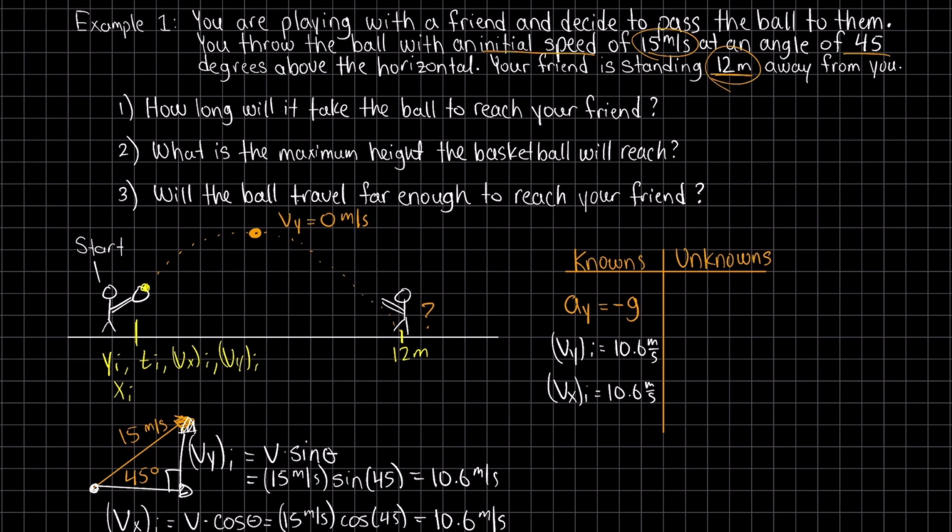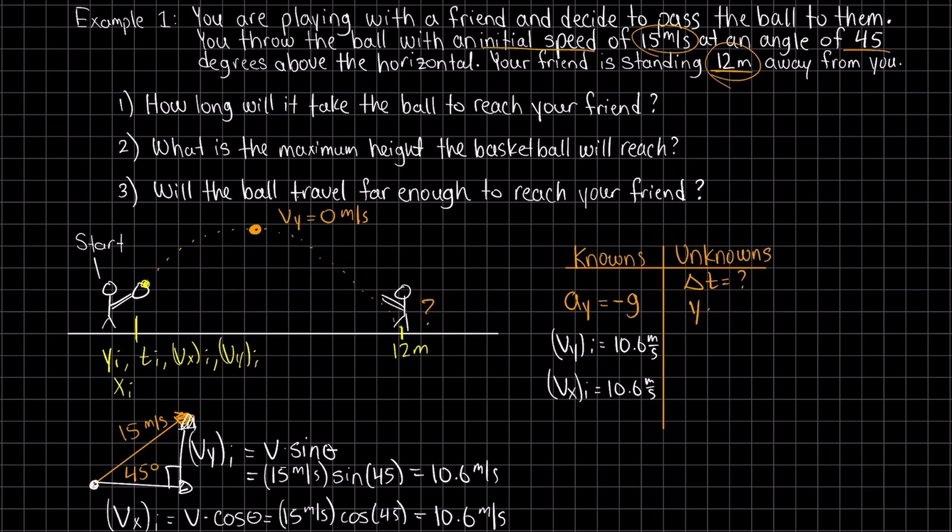Looking at our questions, how long will it take the ball to reach your friend? This is a question of time. So I'm looking for the time. What is the maximum height the basketball will reach? I'm looking for my final vertical position. Third question, will the ball travel far enough to reach your friend? So that is asking for the displacement, which we're also going to call our range, the range of this projectile, which we will talk about a little bit later in this video.